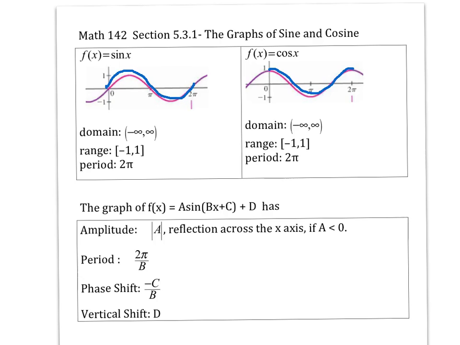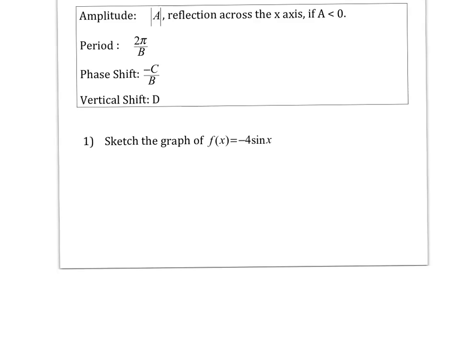The graph of f of x equals a sine bx plus c plus d. The amplitude will always be the absolute value of the coefficient of the sine function. It's the absolute value of this number in front right here. And then the period will be 2 pi divided by b, 2 pi divided by that number. And then the phase shift will be negative c over b. And the vertical shift is going to be d. So remember those. Anyway, let's look at some examples here.